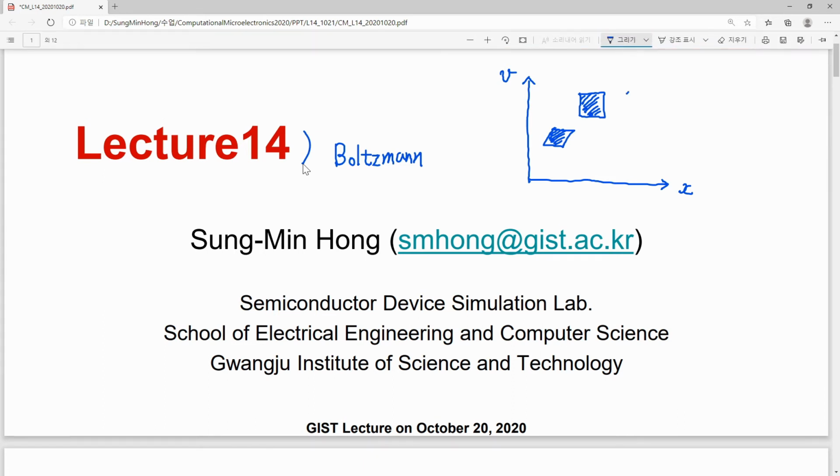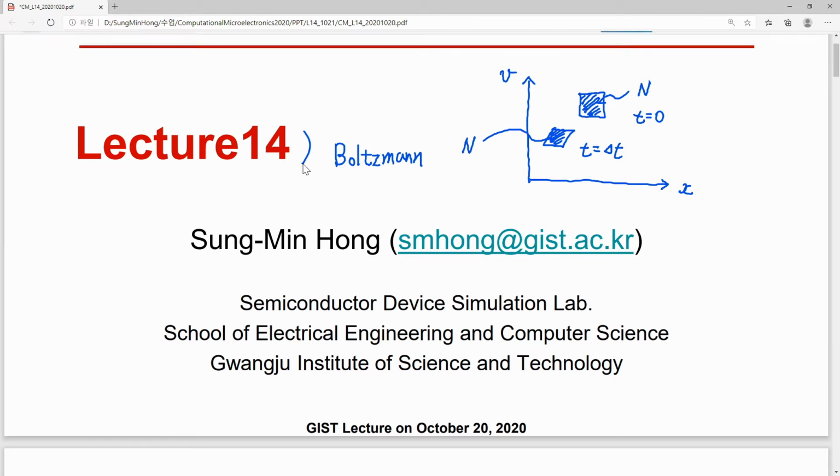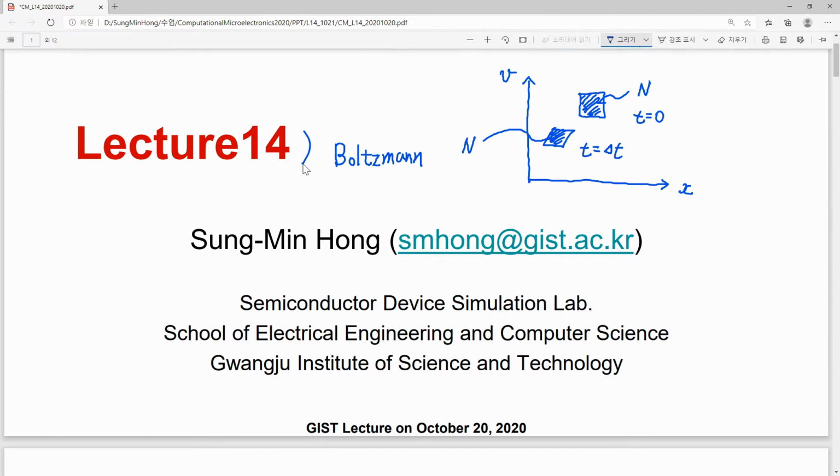So if we have a certain number n inside our original volume at time t equals 0, and if time elapses to t equal to delta t, which is infinitesimal, then we can certainly say that there are still n particles or electrons inside this volume. Of course, this is the situation where no scattering mechanism is involved.